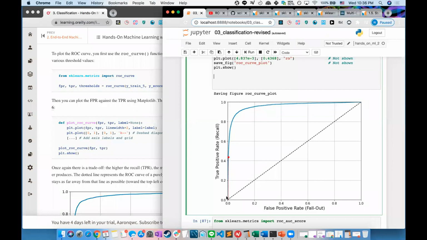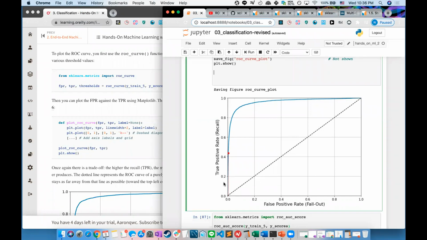And for the sake of time, I think people should now understand what it means when you have 0 on the true positive rate and 0 on the false positive rate. Is that clear?